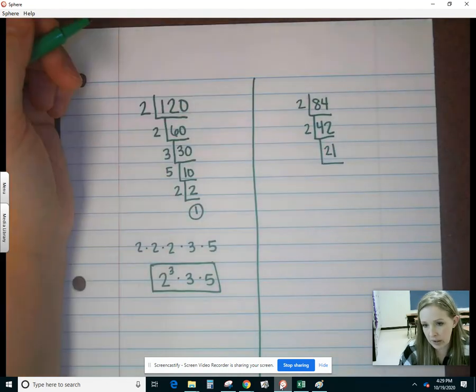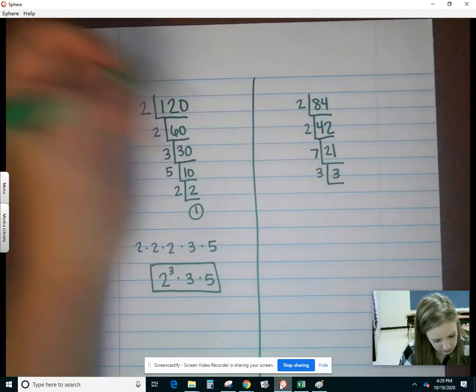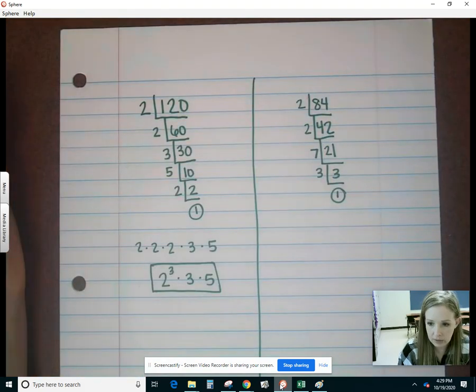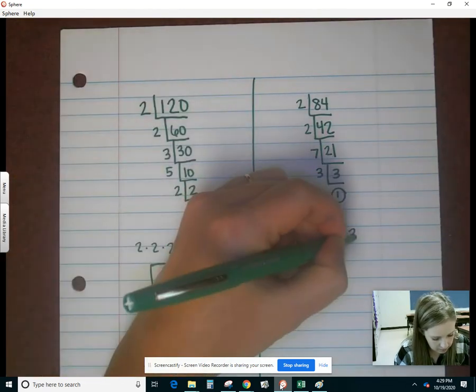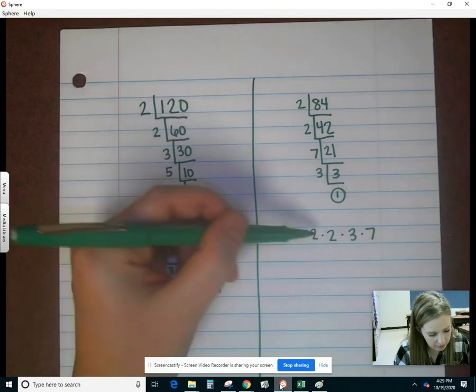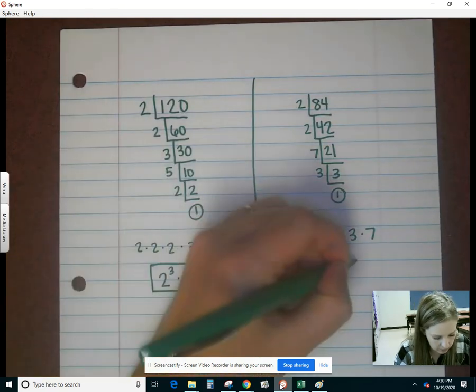21 I know is 3 times 7, so I could divide by 7 here. And then I can divide 3 by 3, which gives me 1. And last, we put it in order, least to greatest. And because I have repeated numbers here, 2 times 2 is 2 to the second power.